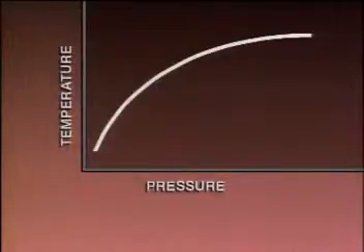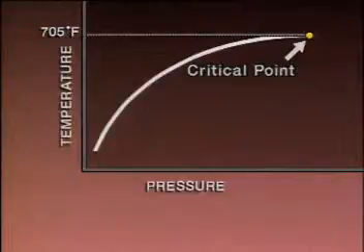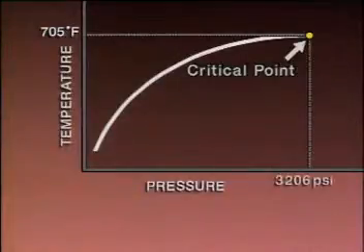However, this relationship between temperature and pressure only holds true up to a certain point. That point, which is called the critical point, is 705 degrees Fahrenheit and 3,206 psi. At or above the critical point, the densities of water and steam are the same. In other words, there is no distinguishable difference between water and steam.